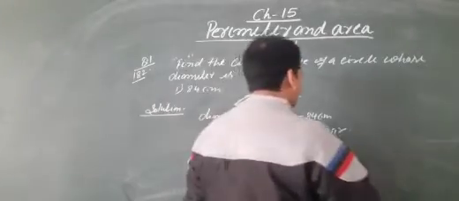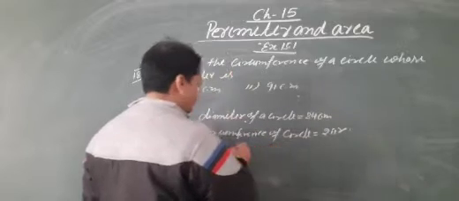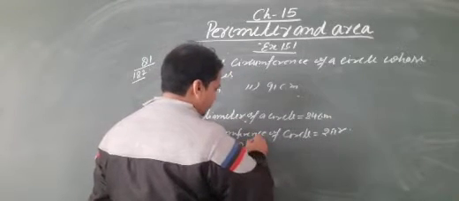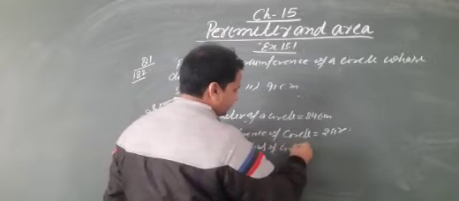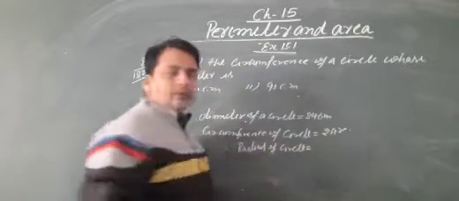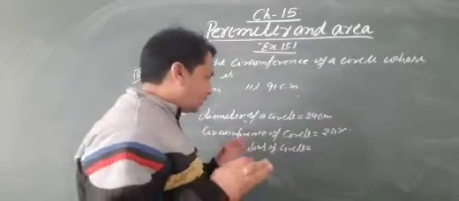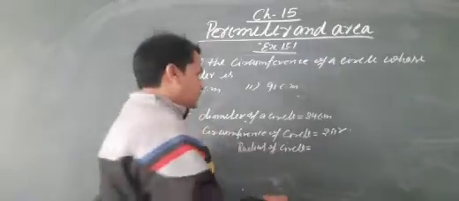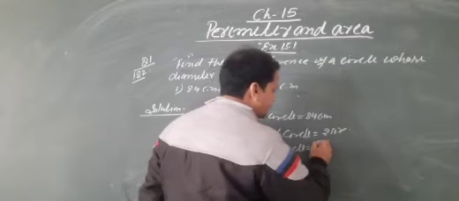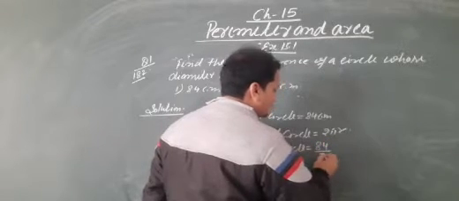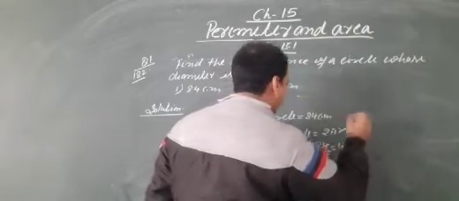It is clear that the diameter of the circle is given here, 84 centimeter. So the radius of the circle is half of the diameter. Then the radius of the circle is 84 by 2, then 84 divided by 2, 42 centimeter.